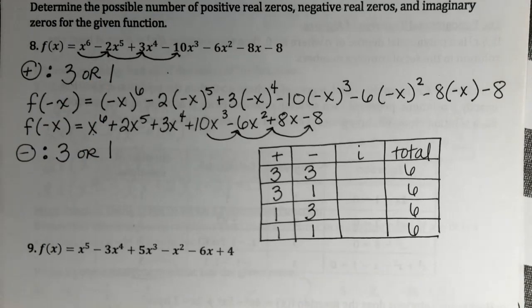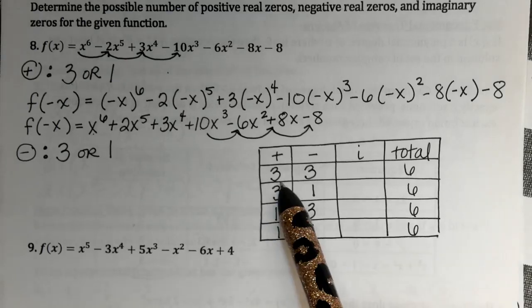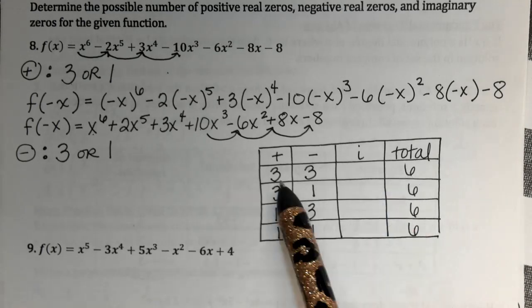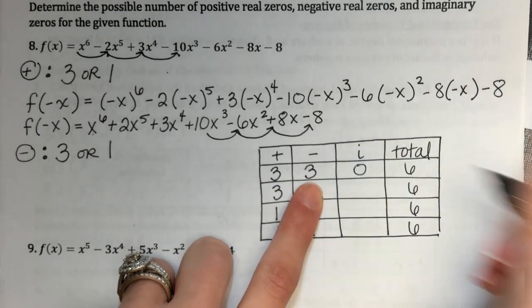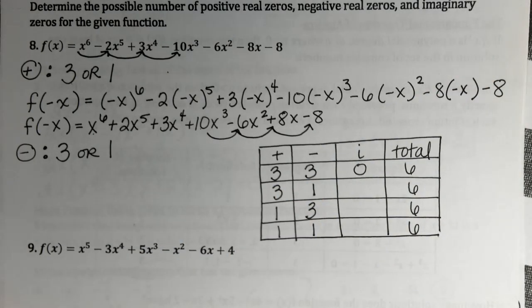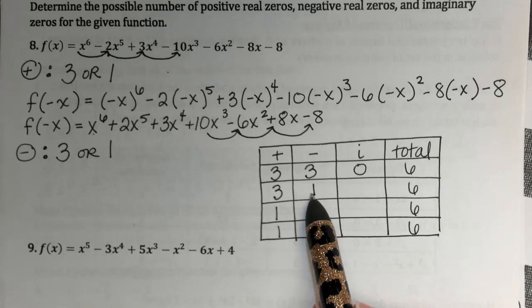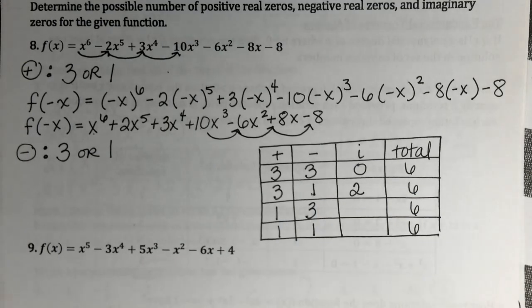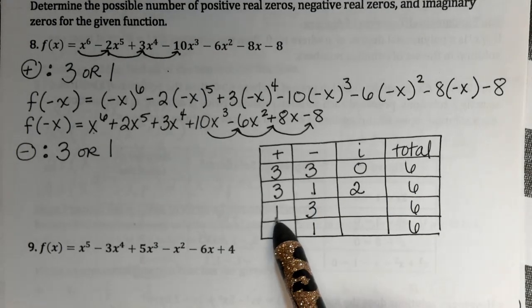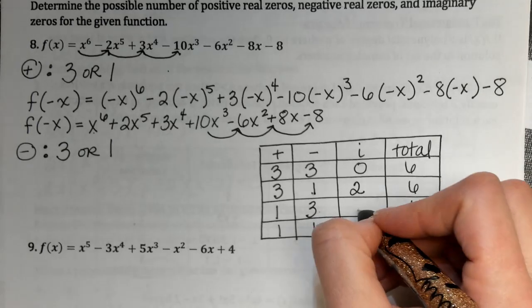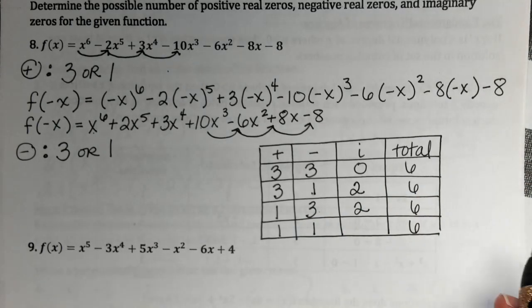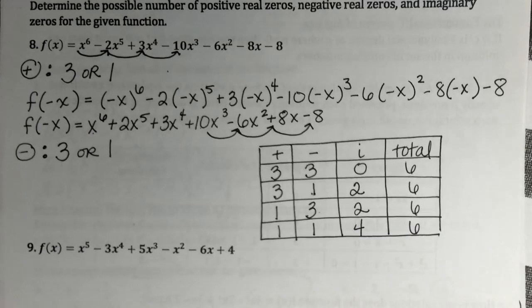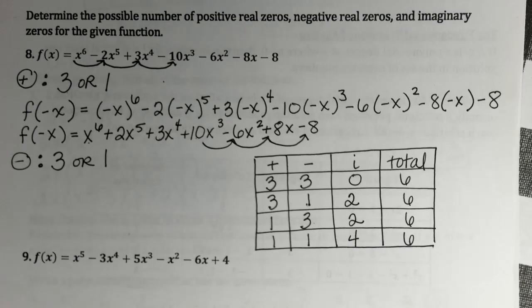Alright, well how do I know how many imaginary? I figure out how many else I need to get to 6. If I have 3 positive and 3 negative, I don't need any imaginary. But if I have 3 positive and 1 negative real zeros, then I need how many? 2, because that's 4. So then if I have 1 positive and 3 negative, 2 imaginary again, 1 positive, 1 negative. Okay? So all my instructions told me was to determine the possible ones. It doesn't tell me to solve for them.